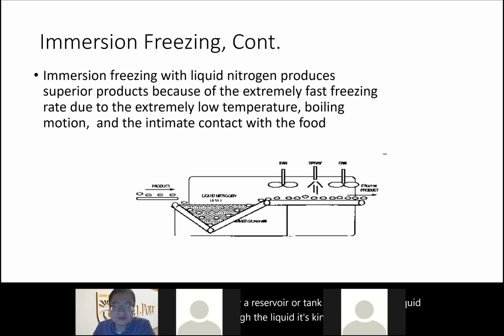And we try to make sure that they stay on the belt. Otherwise, once they flow on the liquid, it's hard to control their residence time, right? So this is how it works.